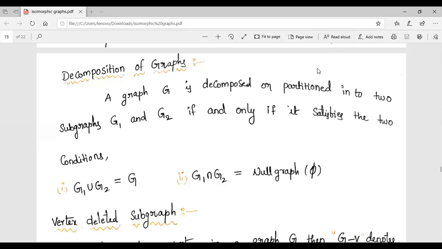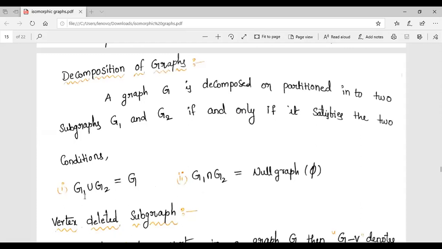decomposition of graphs. Okay. So a graph G is decomposed or partitioned into two subgraphs G1 and G2 if and only if it satisfies two conditions. If the given graph can be partitioned into two subgraphs, those two subgraphs satisfy the following conditions. The two subgraphs satisfy the union property.